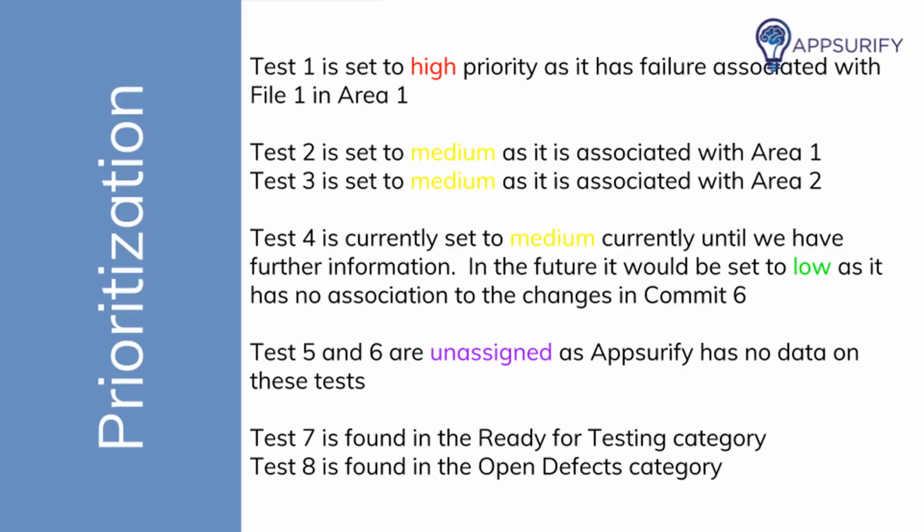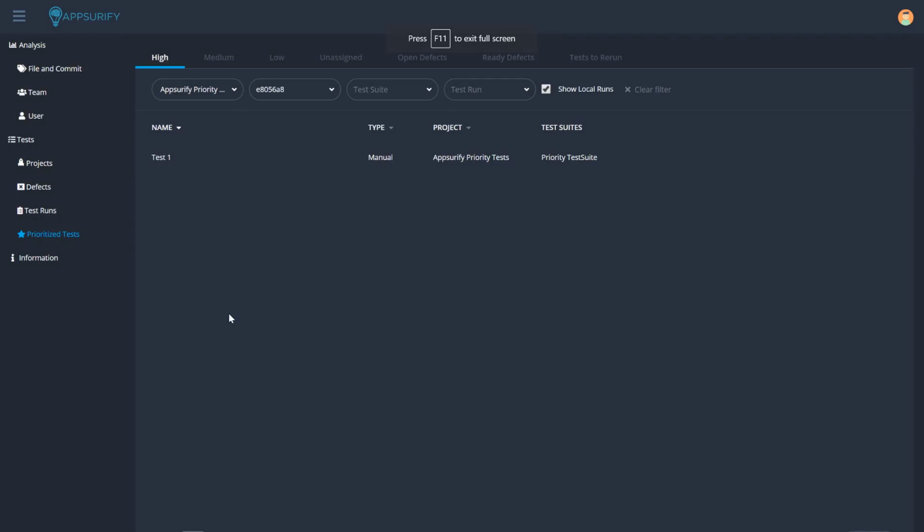Appsurify prioritizes the tests in the following way. Test 1 is set to high priority as it has failure associated with file 1 in area 1. Test 2 is set to medium as it is associated with area 1. Test 3 is set to medium as it is associated with area 2.